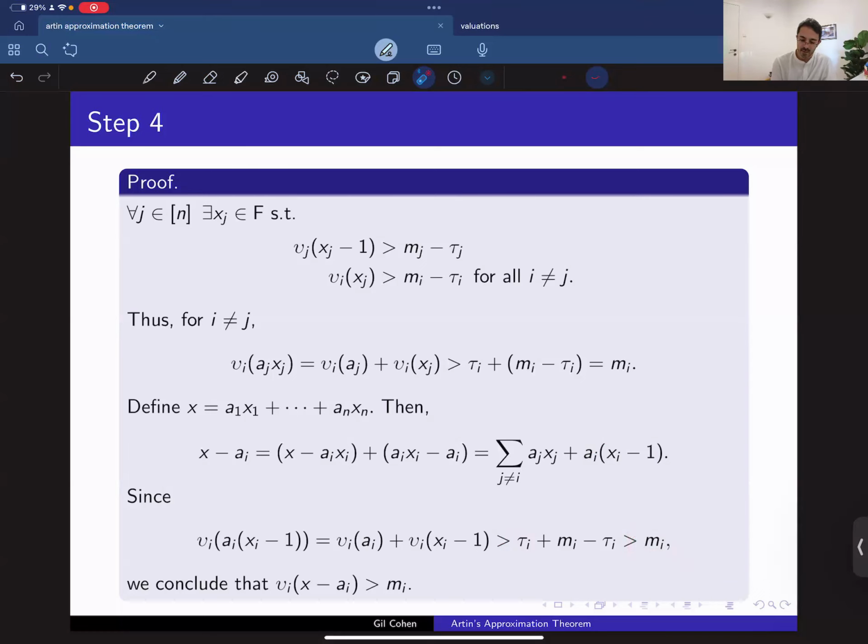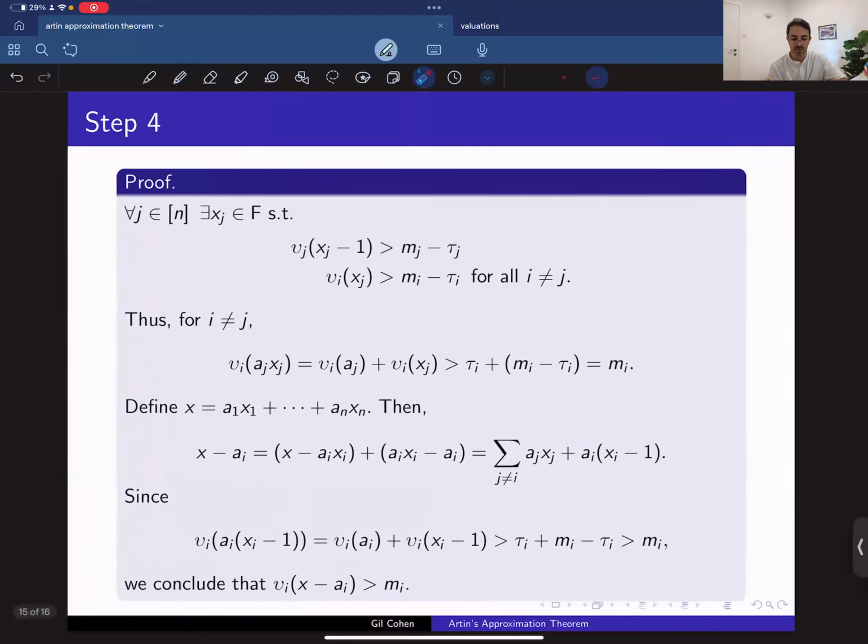And that concludes that vi of x minus ai is strictly larger than mi, because we just proved that vi of this is strictly larger than mi, and vi of this is also strictly larger than mi, because according to this line, every summand in this sum is strictly larger. The valuation of that sum is strictly larger than mi. So by the triangle inequality, not the strict version, just the triangle inequality, you get this strict inequality, which is what we wanted.